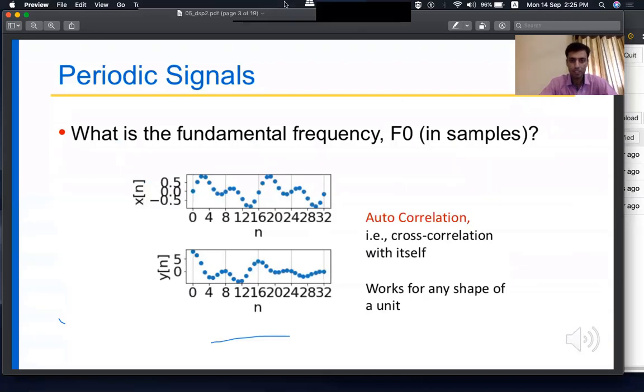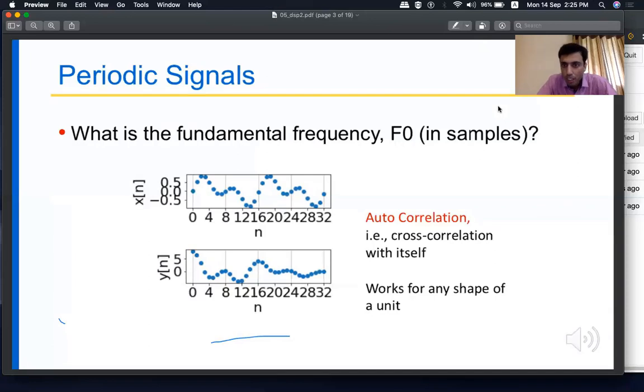Please don't write on the board. Just disable attendee annotation.